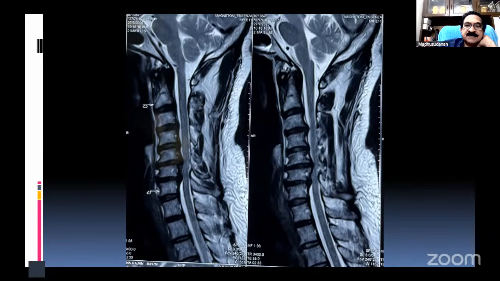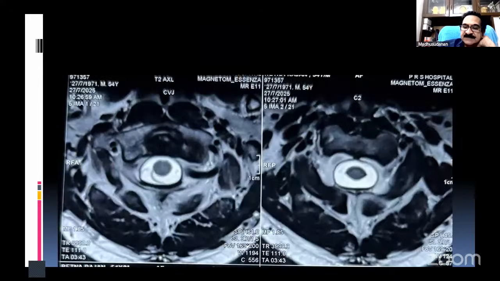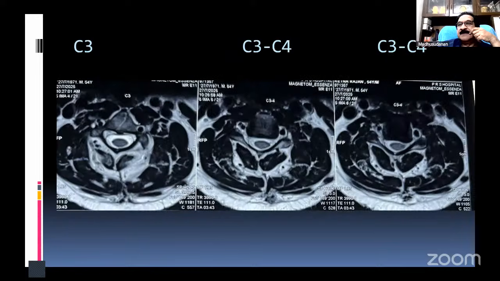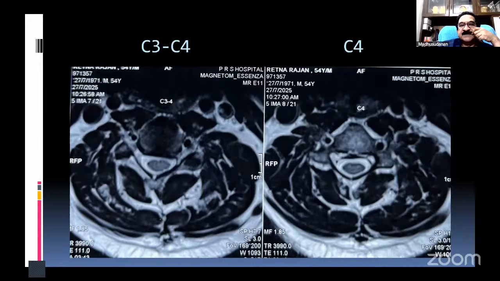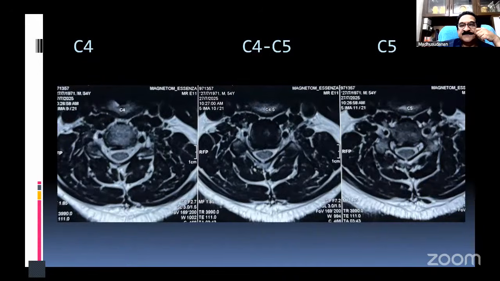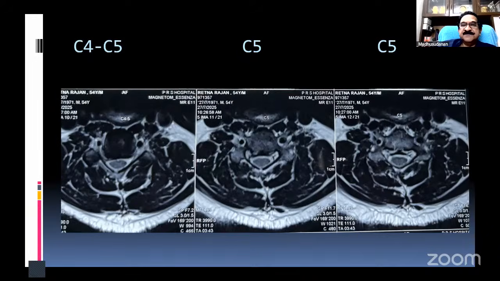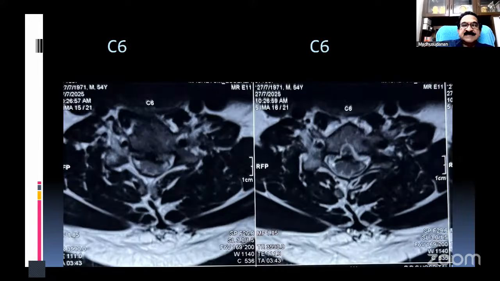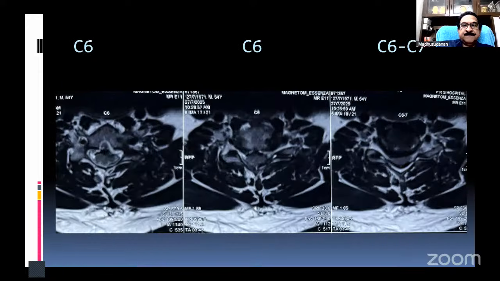I'll show the axial cut. This is C2, C3, C4, C4, C5, okay. C5. Then C5, C6 has a disc protrusion on the left side, and it's more prominent on the right, bilaterally more on the left side, and C6 on the central area. Then C6, C7, bilaterally more on the right side.